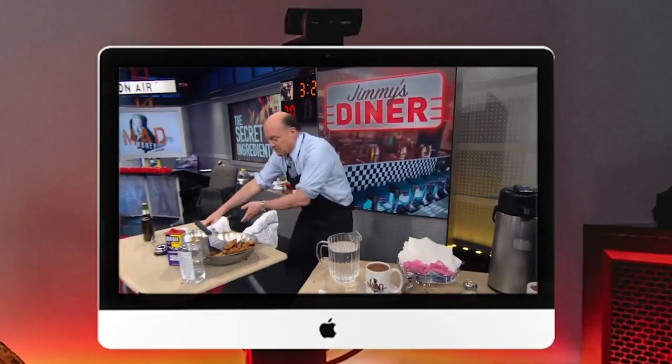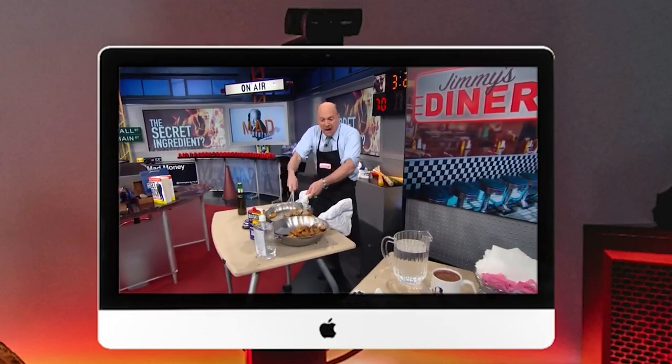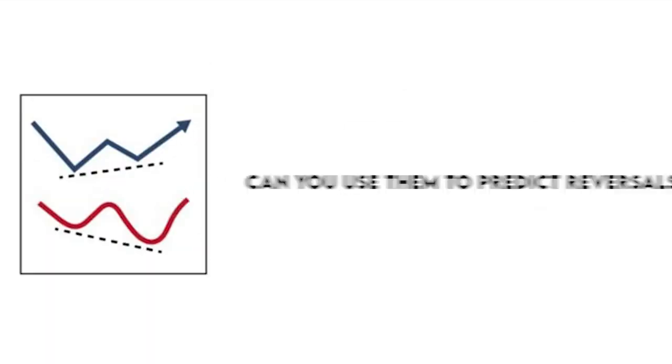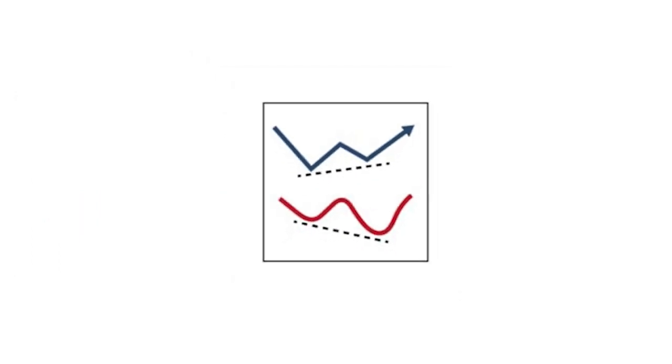they would. So that's exactly what I did. I wanted to know exactly what you're thinking right now. Do divergences actually work? Can you use them to predict market reversals? And most importantly, do they make money?